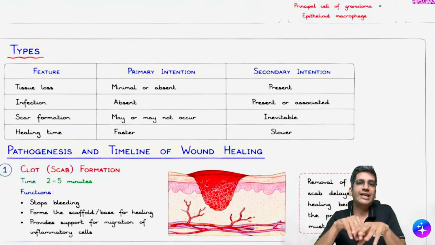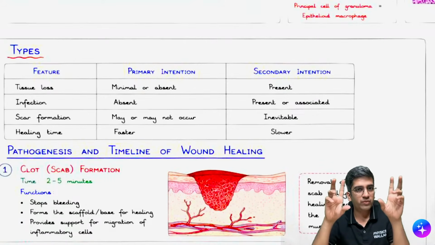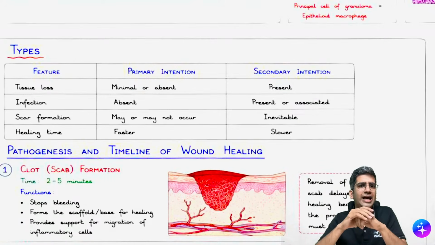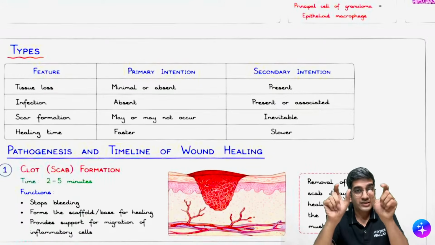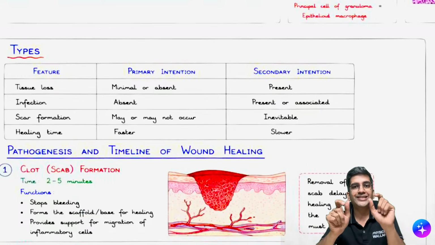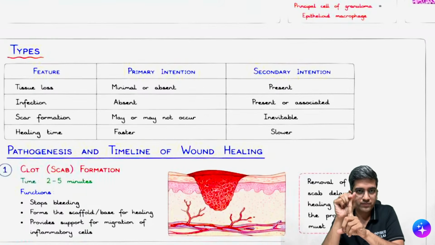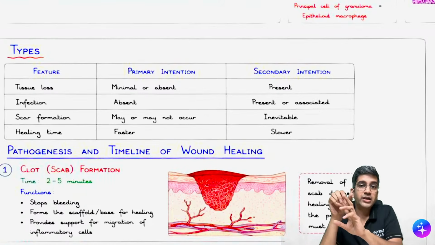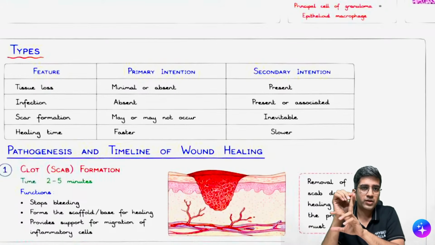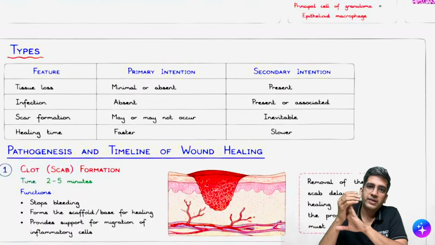Both primary intention as well as secondary intention have the same output. Same steps. The only difference is the timeline is different. Primary intention does not have tissue loss. Very minimal tissue loss. Fine. In secondary intention, tissue loss is present. No infection in primary, presence of infection in secondary.